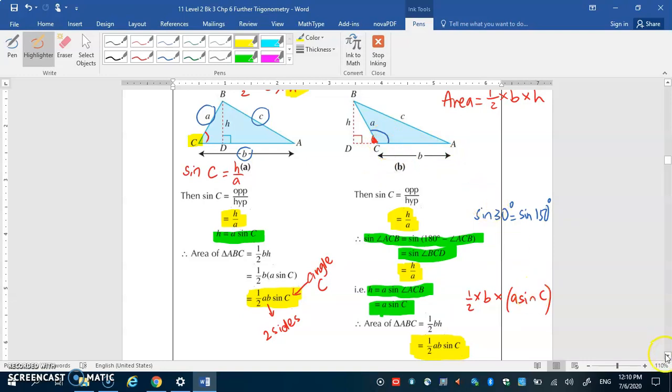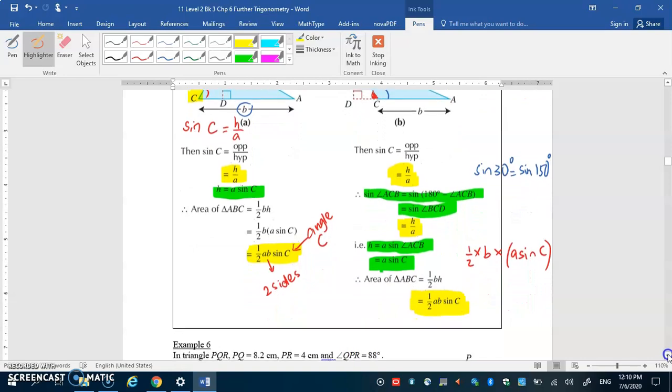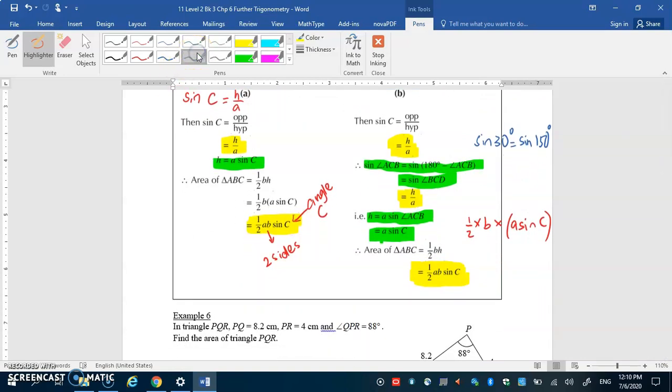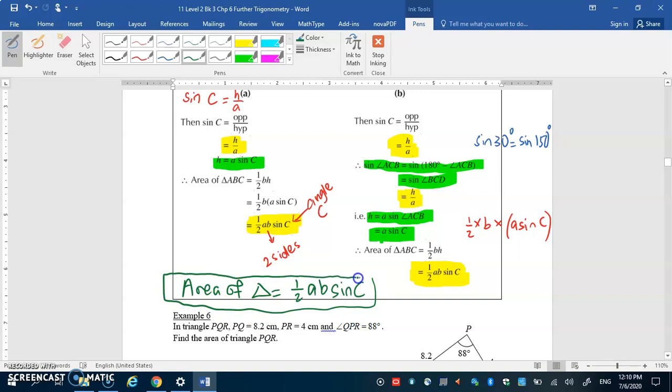So in conclusion, all these are basically the derivation of the formula. But the main thing you must know is the area of any triangle. This applies to any triangle, and will be half AB sine C. A and B are the sides, and angle C is the angle in between the two sides. You can pause the video now to absorb whatever was just explained about the formula. But if you get it, we can go on to example 6 to see how to apply this formula.